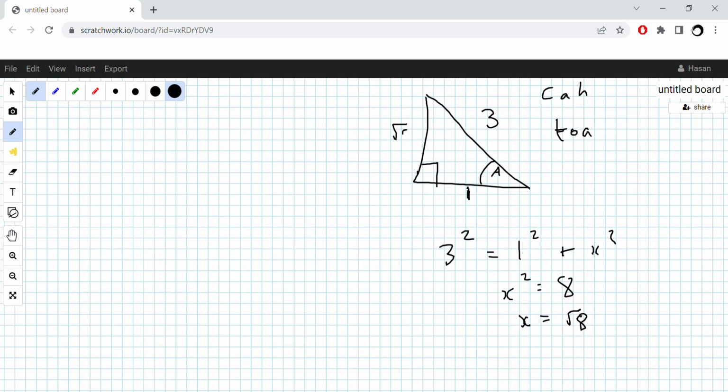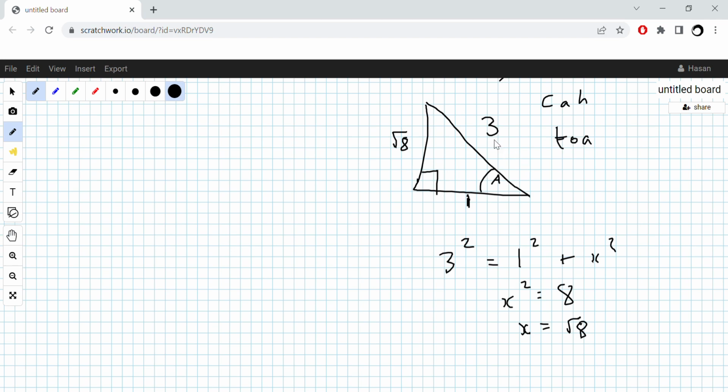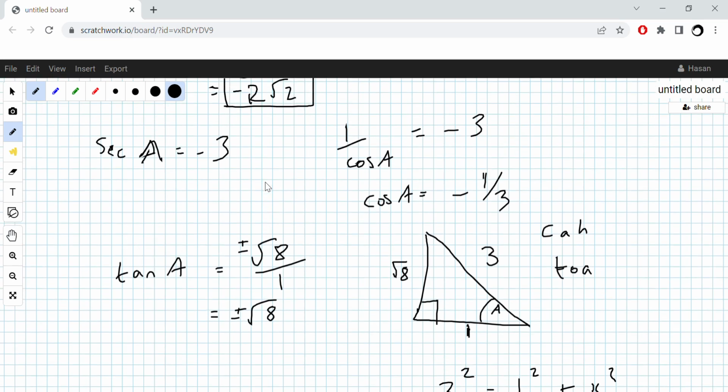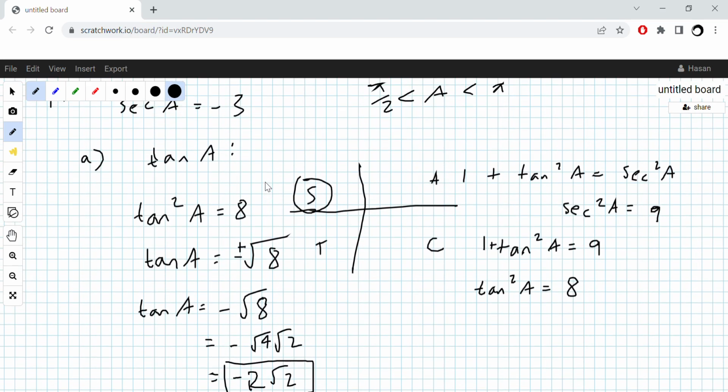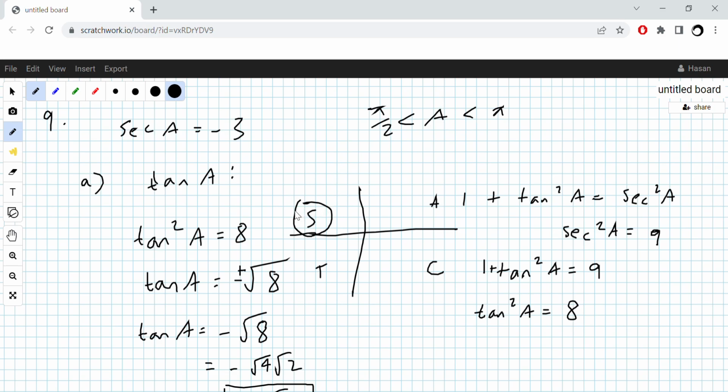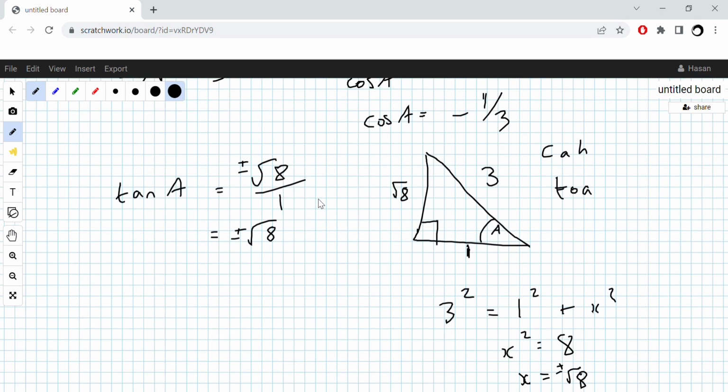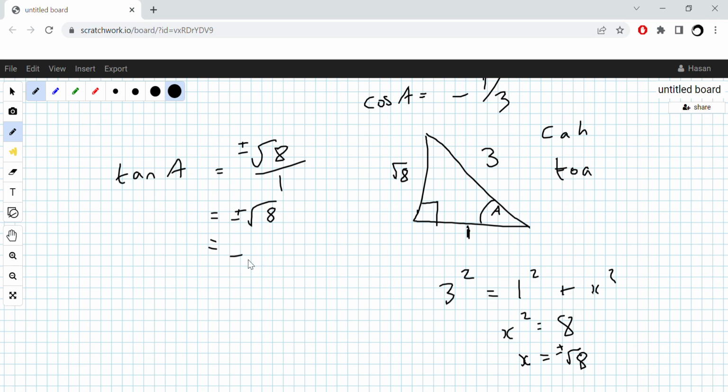Therefore, that's root 8. Tan A, using the triangle, is opposite over adjacent, which is root 8 over 1, should be plus or minus, which is the same as plus minus root 8. And to figure out whether it's plus or minus, you're going to use a quadrant rule that we did. It's in this region, tan must therefore be negative, so it's minus root 8, which is the same as minus 2 root 2.